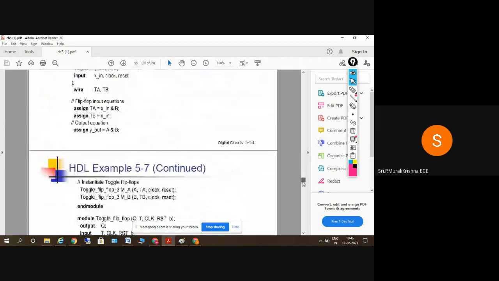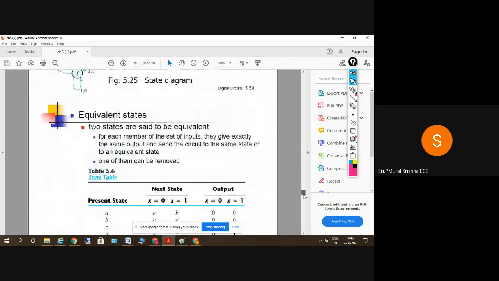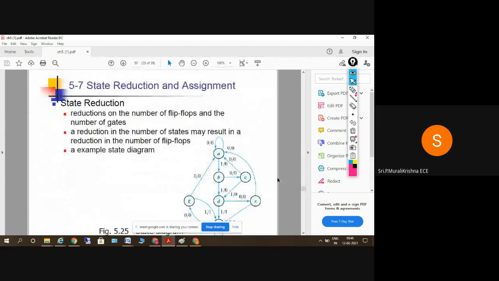state assignment and state reduction. We'll check the state reduction and state assignment techniques here. Reduction is nothing but reduction in the number of states. Earlier we have seen 4 states; if I have 7 to 8 states, we'll check the possibility of any reduction. When the number of states is reduced, there is a possibility of reducing the number of flip-flops used, so we can reduce the cost of the circuit and get better performance.